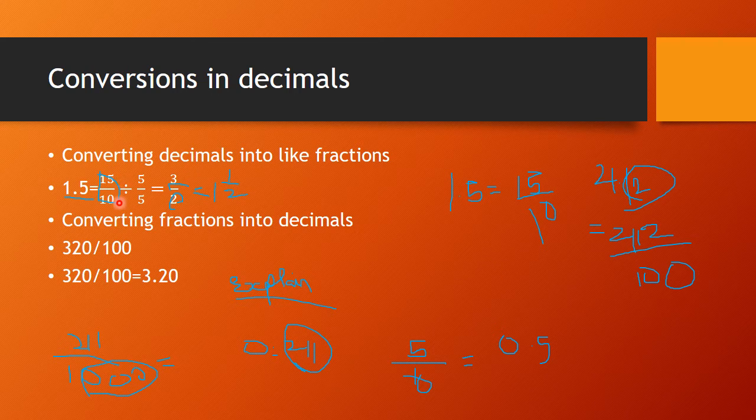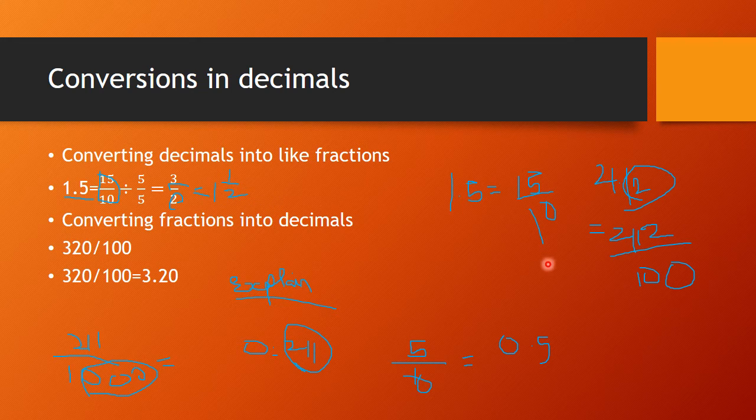Then it is converted into a decimal fraction. After converting it into a decimal fraction, divide it by a number by which both the numerator and the denominator are divisible. 15 and 10 are divisible by many numbers, but the easiest one will be 5. So we will divide both numbers by the same number, 5. We get 3 by 2, which as a mixed fraction is equal to 1 and 1 by 2.